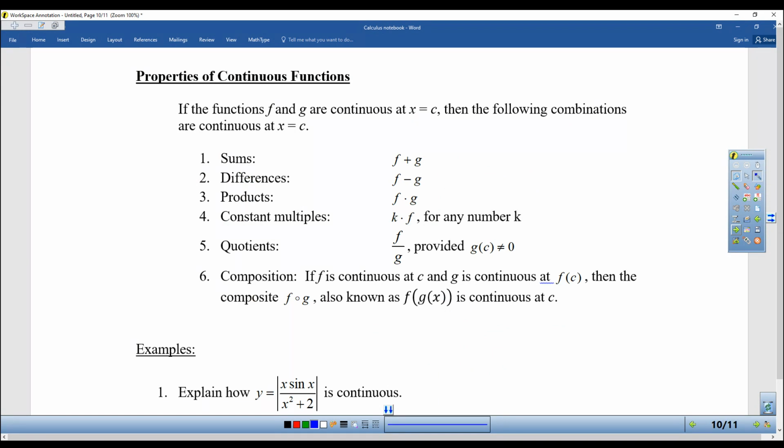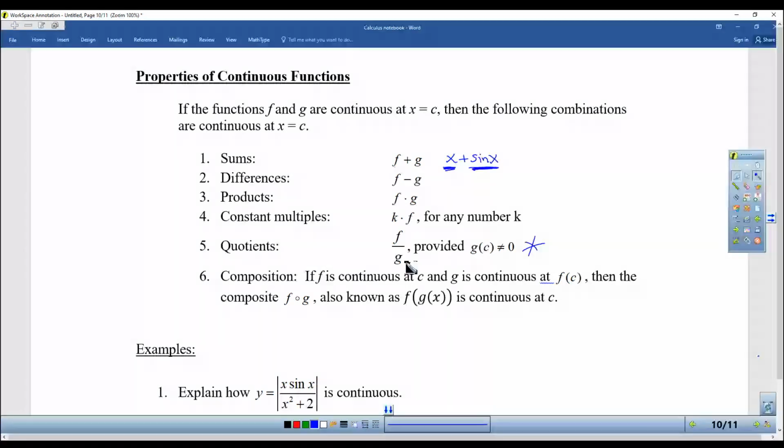Properties of continuous functions. So sometimes you can't tell if something is continuous, but you can just look at the individual parts. So if you recognize two functions, like let's say x plus sine of x, and somebody says, is that continuous? You're thinking, I don't know what that looks like. But you know what x looks like, and you know what sine of x looks like. They're both continuous, so this is continuous. Differences, if the two functions that are being subtracted are continuous, you're good. They can be multiplied. They can be multiplied by a constant.